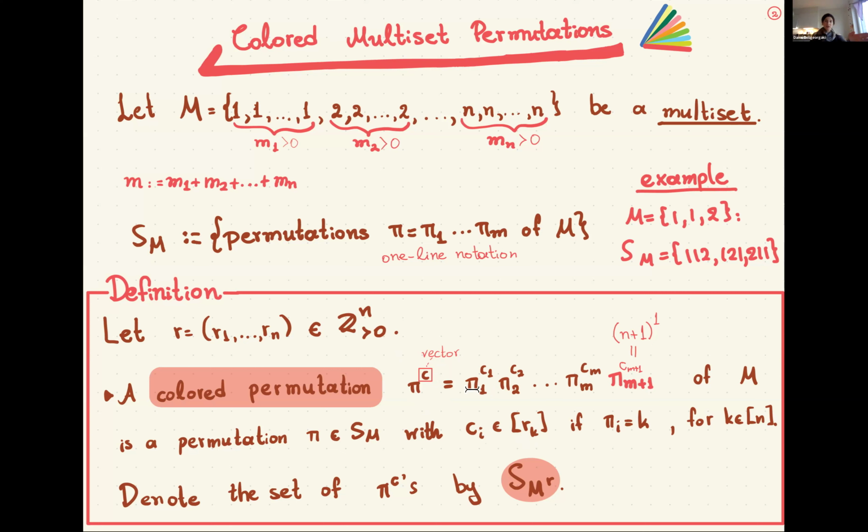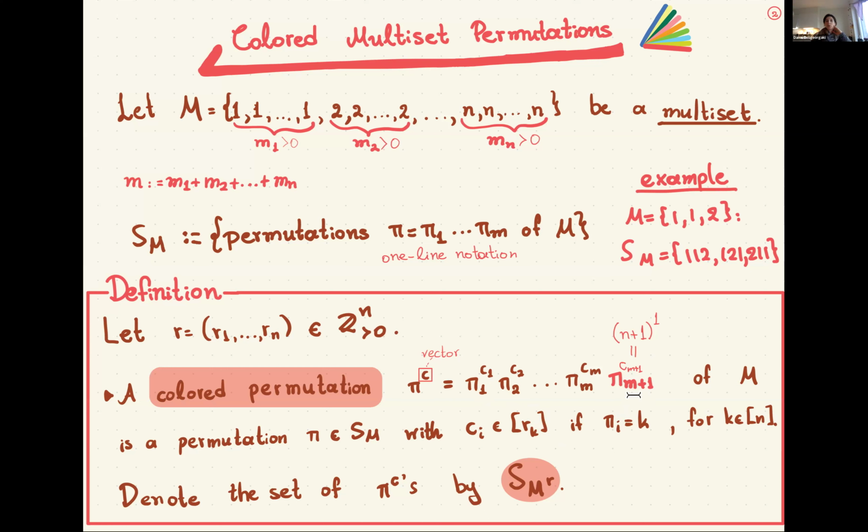So in other words, it's going to look like the regular permutation in one line notation, but I'm going to attach here in the exponent c1 for the color of the first entry. So c1 will be the coloring of the first entry, c2 the coloring of the second entry, and so on. And if the first entry, for example, is equal to k, that means that c1 will take values from 1 up to r_k, so the possible colors that are available. We'll see examples.